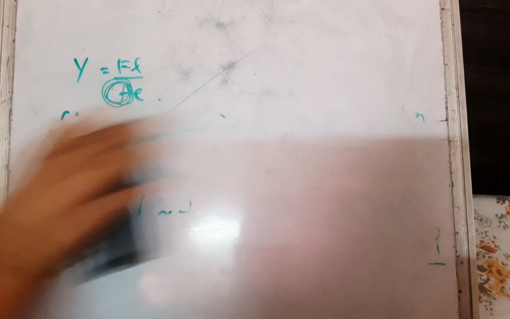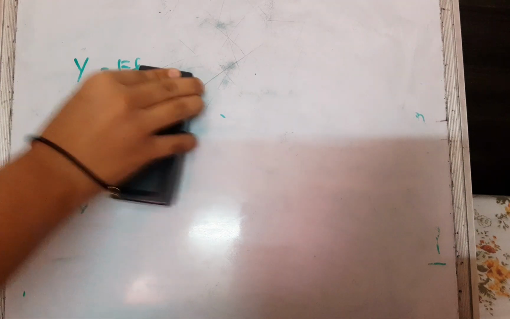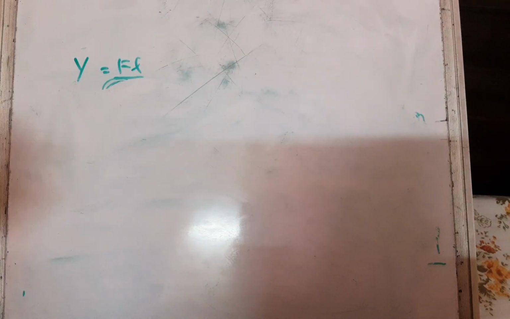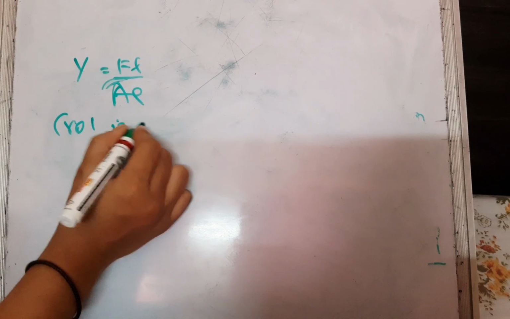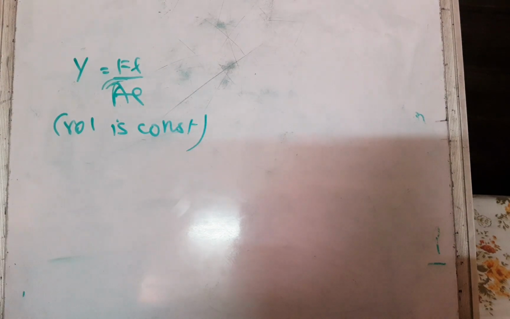Now, same formula, if they gave you that volume is constant. In this whole formula, nowhere is volume present. So first, make this formula in terms of volume.